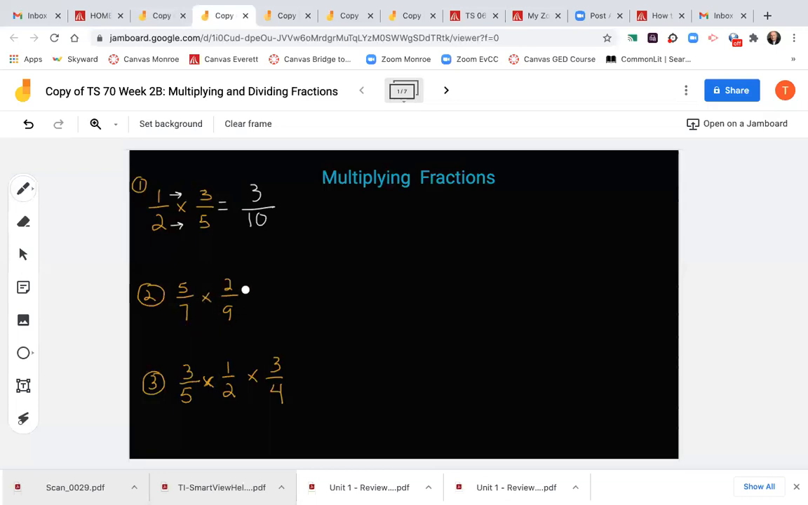On the next example, again, real simple. I've got 5/7 times 2/9. I'm going to multiply straight across. 5 times 2 is 10. And 9 times 7 is 63. And the last question I would ask myself is, can I reduce? I don't think you can. I think that's about as low as it'll get.